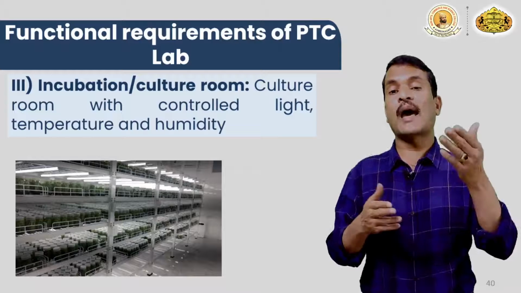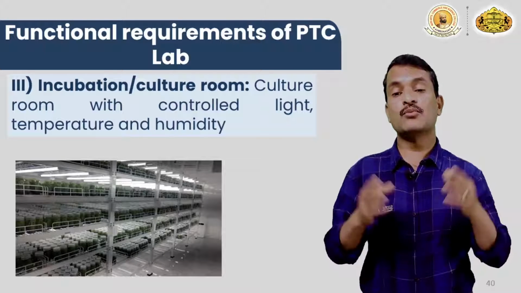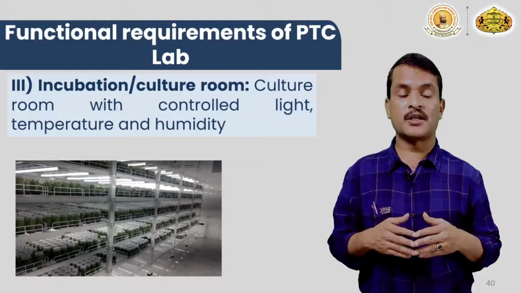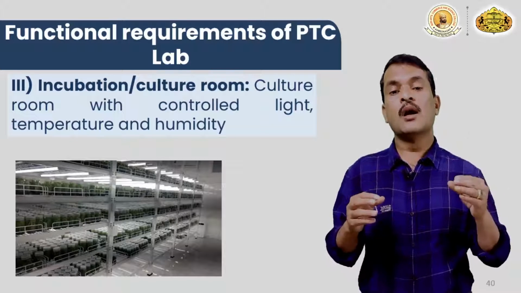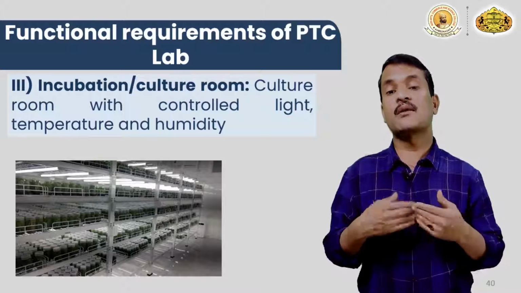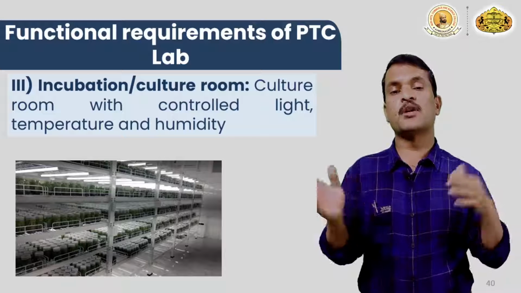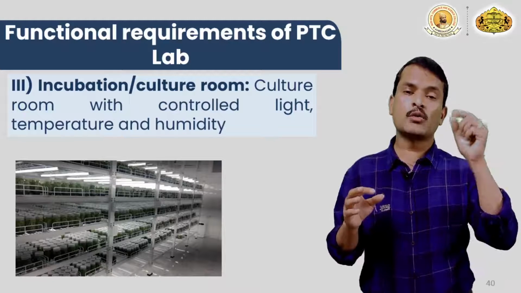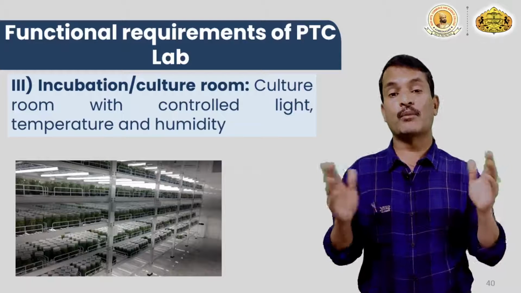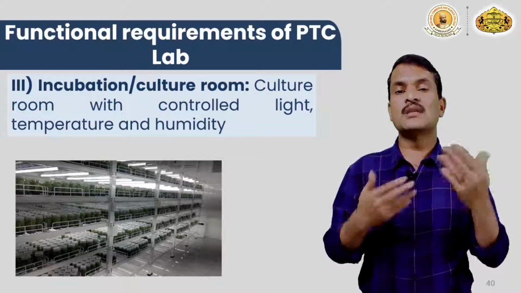And we need racks which are provided with light facility. Around 100 µmol per meter square per second light intensity is required. Less than that light intensity is also okay, 50 to 100 we can say. That is the ideal light, and we need to control the light period, the photoperiod. Depending upon our need we can use that light source.